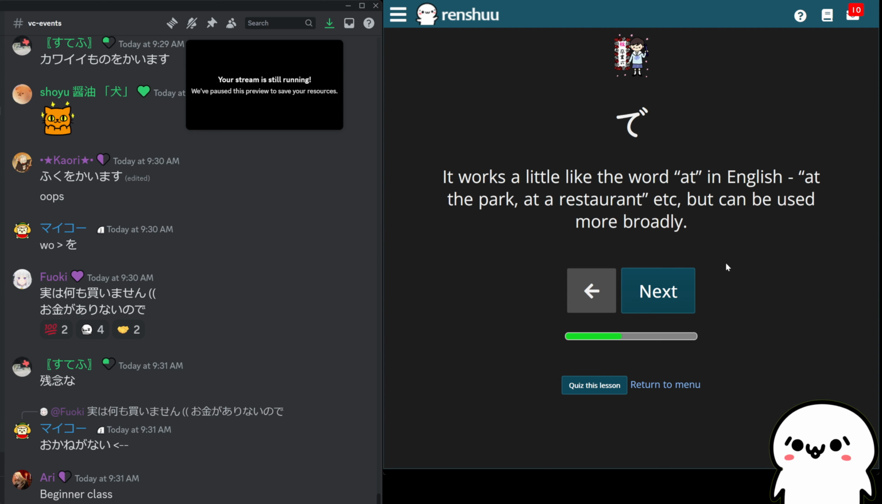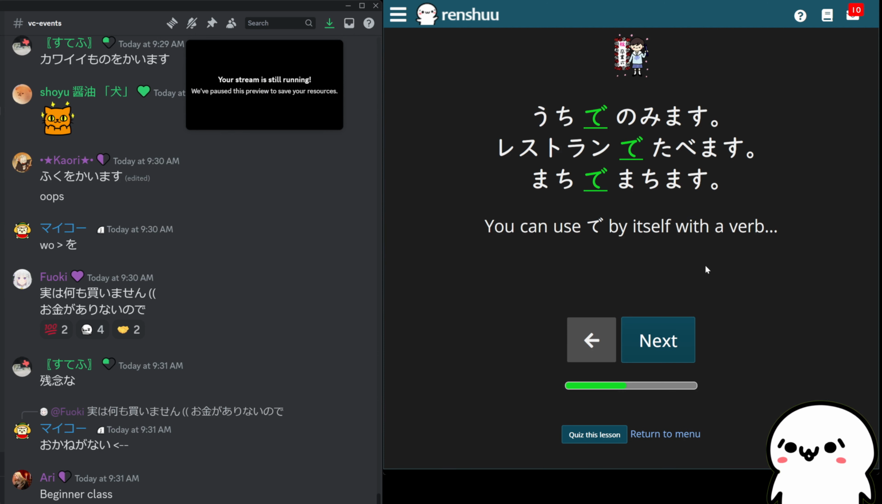Because since we're talking about locations, in English, we often say, at the park, in my room, on the table, and there's different prepositions that we use. And all of those kind of get clumped together and they're used as de whenever we're talking about a location. And again, let me emphasize that the locations are used for actions.